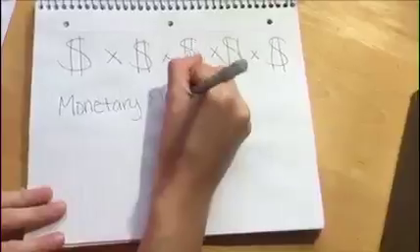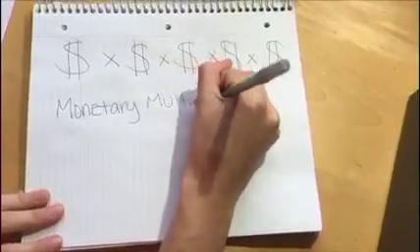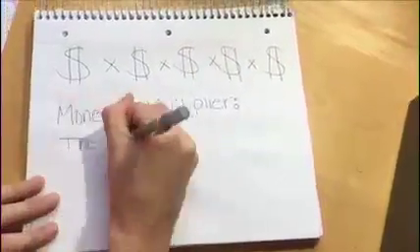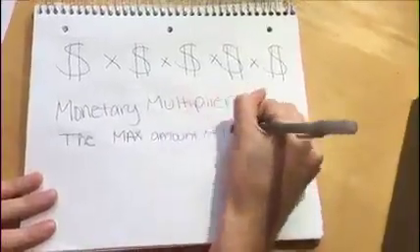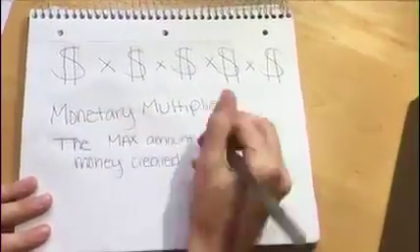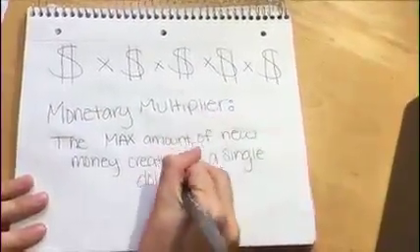Now we're going to talk about the monetary multiplier. The monetary multiplier is the maximum amount of new money created by a single dollar. Now I bet you're wondering, well, how do we know what the maximum amount of new money can be created by a single dollar? Well, I'm glad you asked. There's a formula for this.